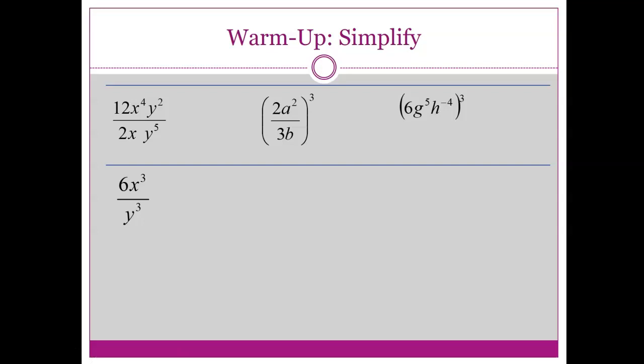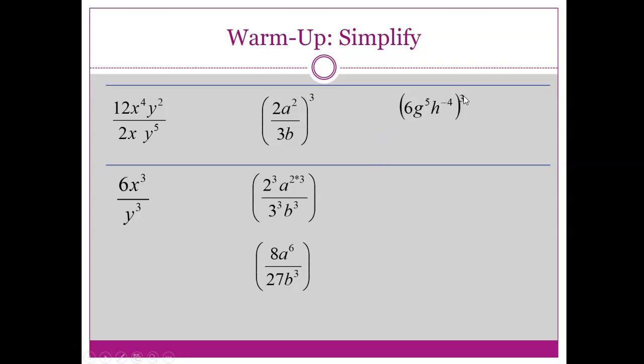For the middle example, we are going to distribute that cubed to every term. So it's going to look like 2 cubed, a squared times 3, because a power to a power is multiplied, over 3 cubed b cubed. Then we're just simply going to simplify that. 2 cubed is 8. A 2 times 3 gives you a to the 6th. 3 cubed is 27, and b cubed stays b cubed. A and b are not like terms, so we cannot simplify any further.